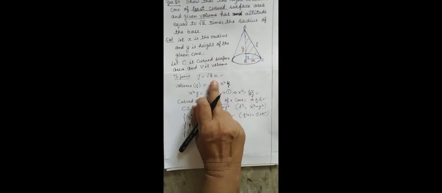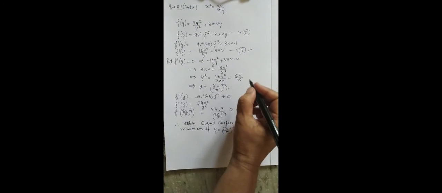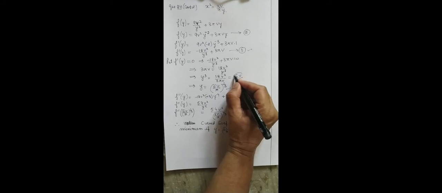But what was the statement of my question? The statement was I have to show that y is equal to root 2 x. That means I have to prove a relationship between y and x. So for that, what will I be doing? I need a relationship between x and y, so I will find the value of v from here and put it in this result. That is, I will mark it as star. I will put it in star.